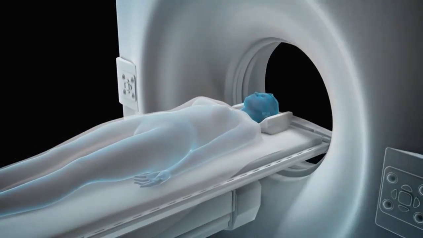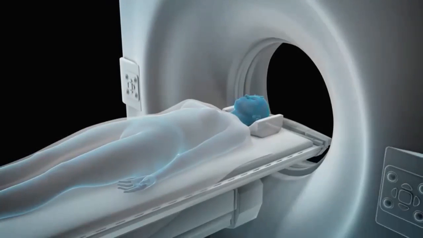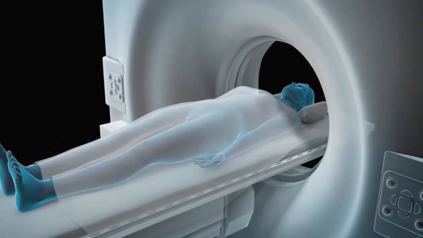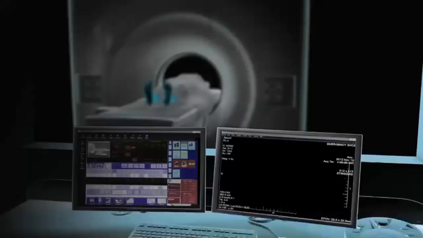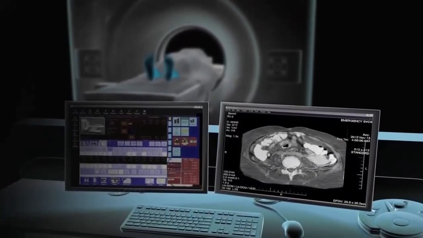Okay, so you look at how they take the image of the 3D X-ray. Let me turn on my volume. A CT scan, also known as a CAT scan or computerized axial tomography, is a painless diagnostic test that uses X-rays and computers to create cross-sectional images of bones and tissues inside your body.